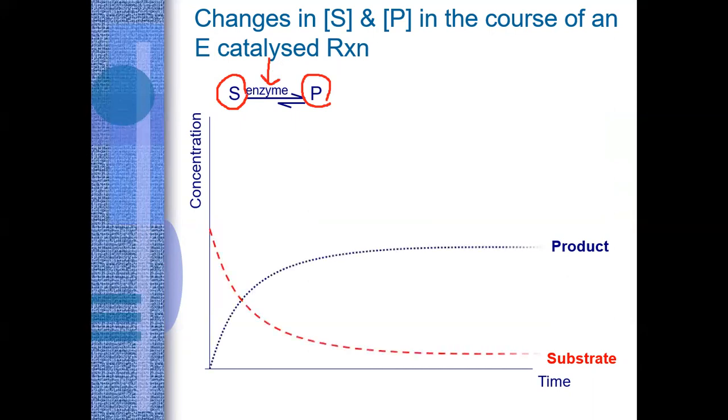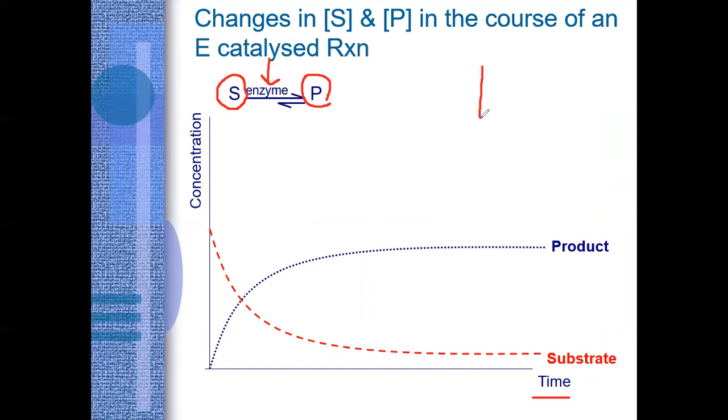So when I draw the concentration of substrate and product in the course of the reaction, course of reaction means you follow the timing of the reaction and you find out the change in the concentration. This is how it will change.